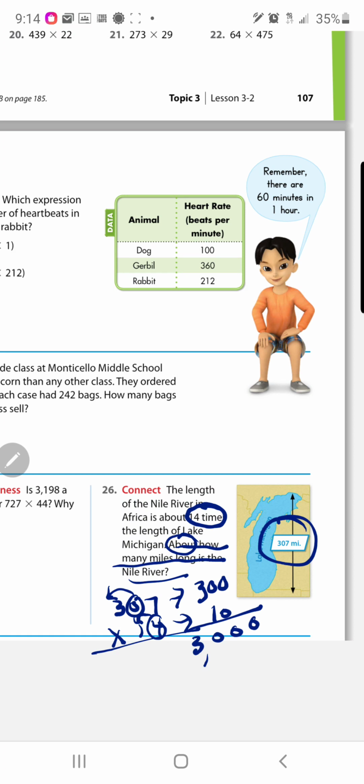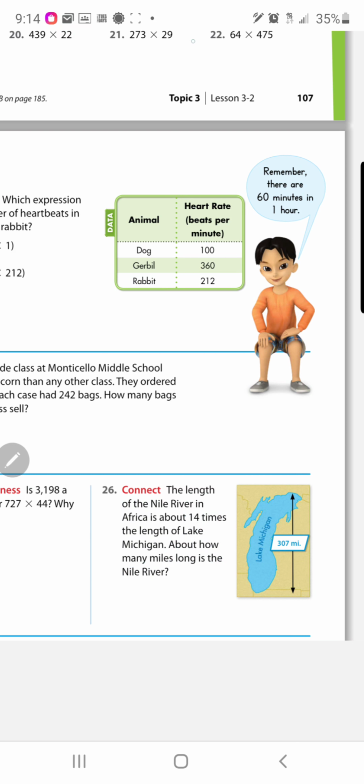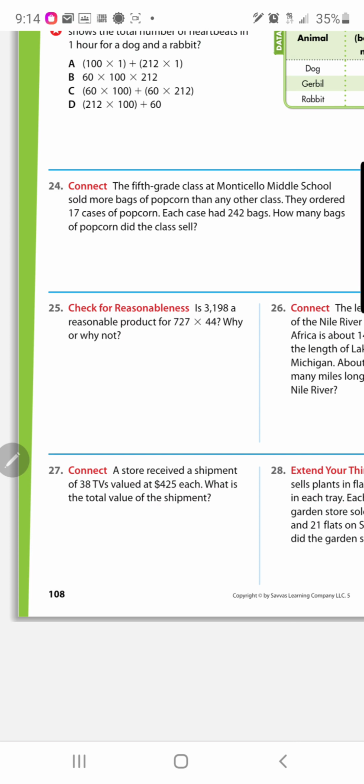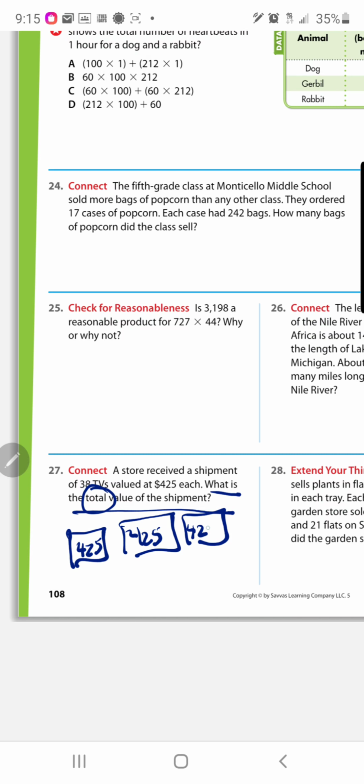All right, let's go on. And we're going to try number 27. Each store received a shipment of 38 TVs valued at $425 each. What is the total value of the shipment? Well, the keyword here is we're looking for a total. So that tells me that not only can I add, but also I can multiply. And remember, there's 38 TVs. Each one's 425, so that's one TV. There's another TV, 425. Another TV for $425. And of course, you can do that all the way to the 38th TV. So that tells us to multiply the 3-digit number times a 2-digit number.